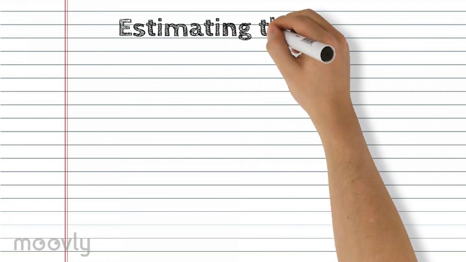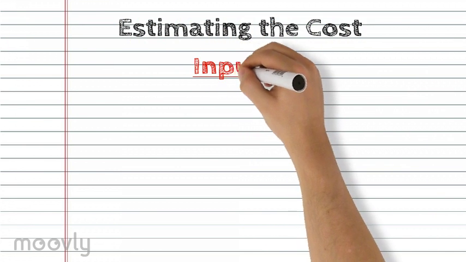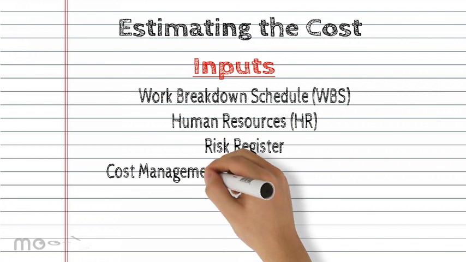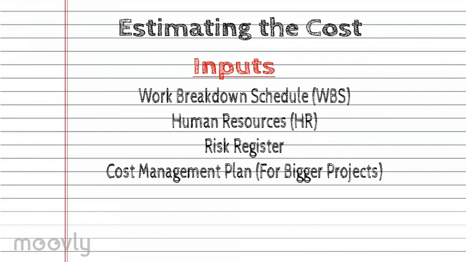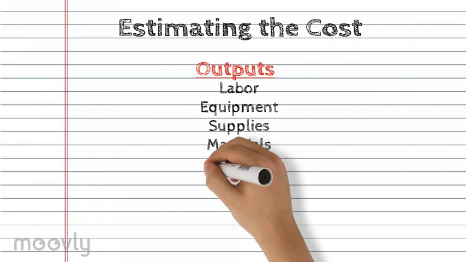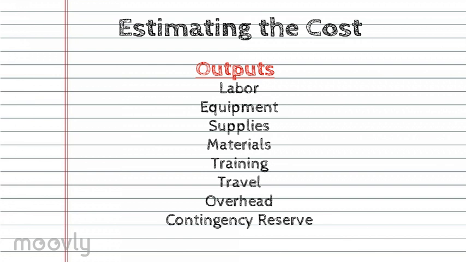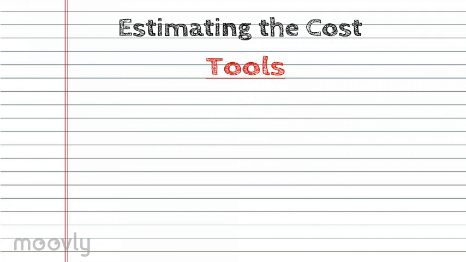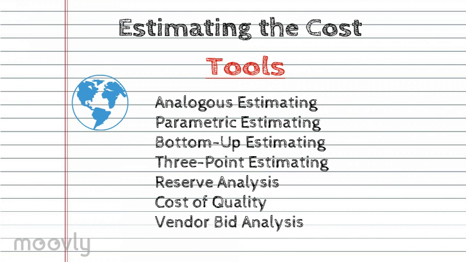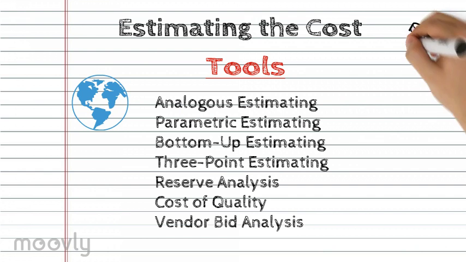Estimating the costs in bigger projects requires extensive planning. When projects are smaller, it can be easier to find exact costs. The inputs would include the work breakdown schedule, human resources, risk register, and cost management plan. The outputs would include labor, equipment, supplies, materials, training, travel, overhead, and contingency plan. The tools would include the analogous estimating, parametric, bottom-up, 3-point, reverse analysis, cost of quality, and vendor bid analysis.